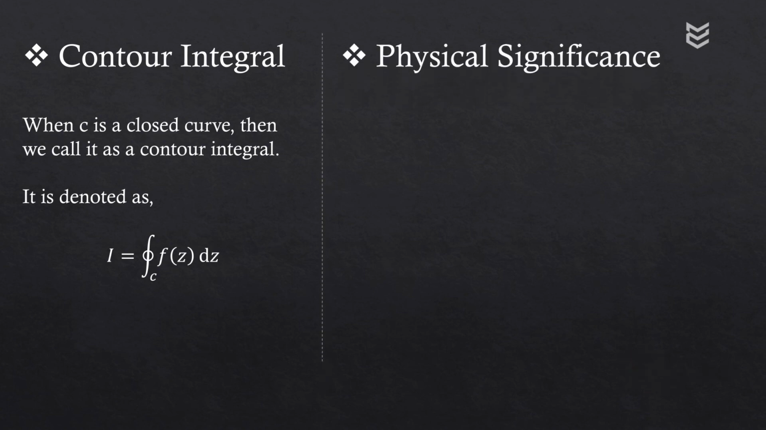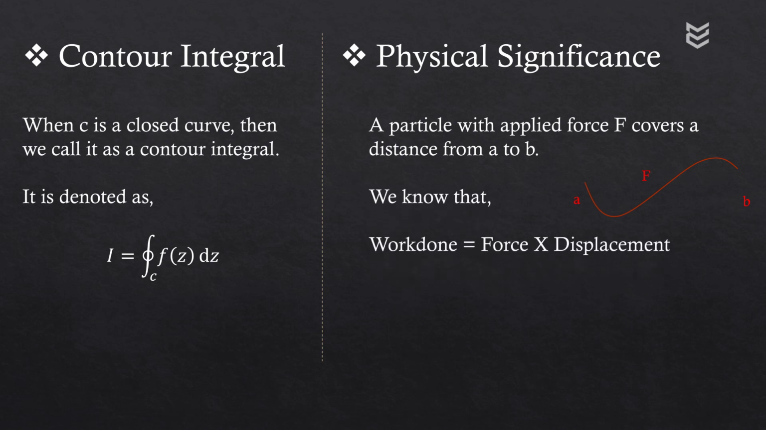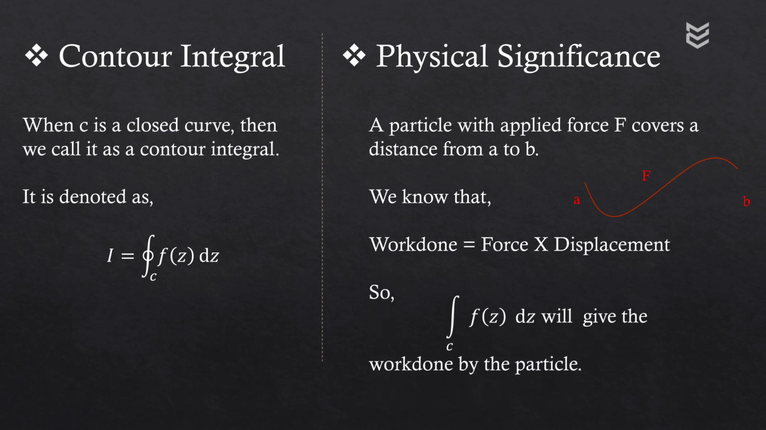Physical significance of complex integration. In the diagram, you can see a particle with applied force F covers a distance from A to B. But we know that work done equals force into displacement. So the integral over C of f of z dz will give the work done on the particle. Here, f of z is the applied force, and dz is the displacement.